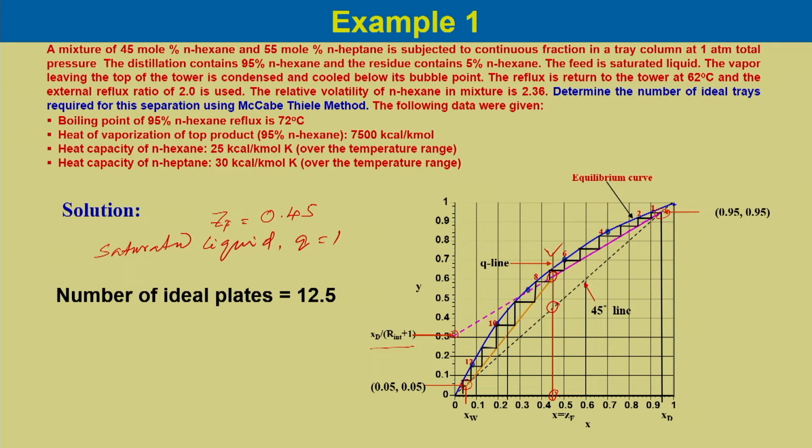Now, starting from tray 1 over here, from xd equal to 1, if you draw the staircase arrangement between the operating line and the equilibrium line, you can calculate the total number of ideal trays required by the McCabe-Thiele method, and also locate the feed tray location as well. So, from this we can see that the total number of ideal plates is about 12.5.